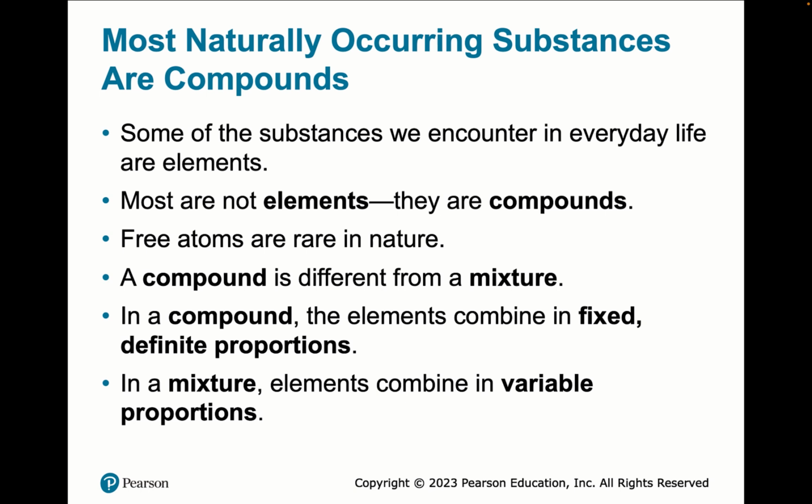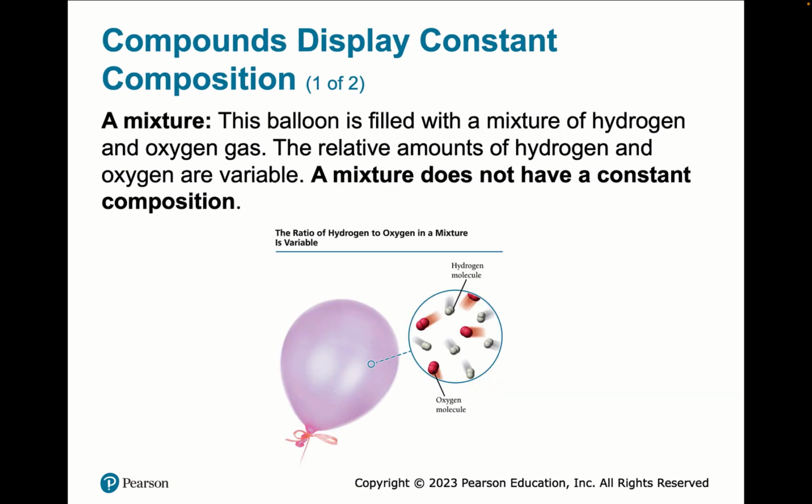Also, compounds follow the law of definite proportions, which means that the number of elements that make a compound are set. For mixtures, the number of pure substances in them varies. So look at this mixture, a mixture of hydrogen and oxygen gas. This does not necessarily have a constant composition. You can have various concentrations, and they can change.